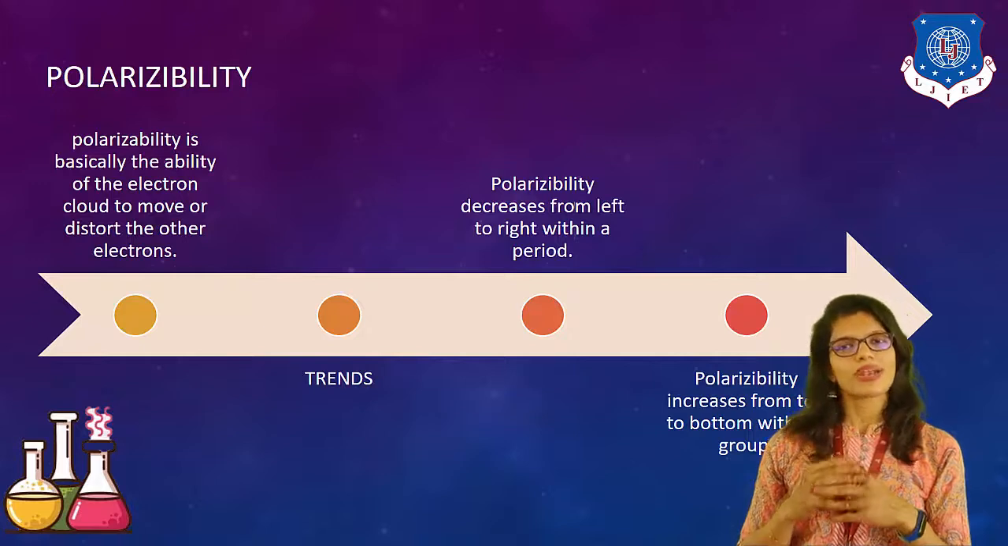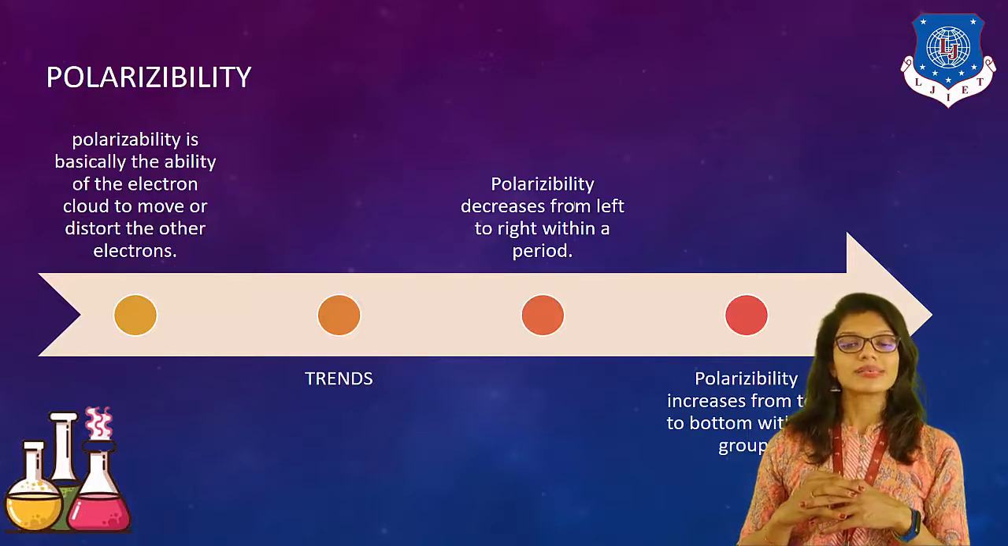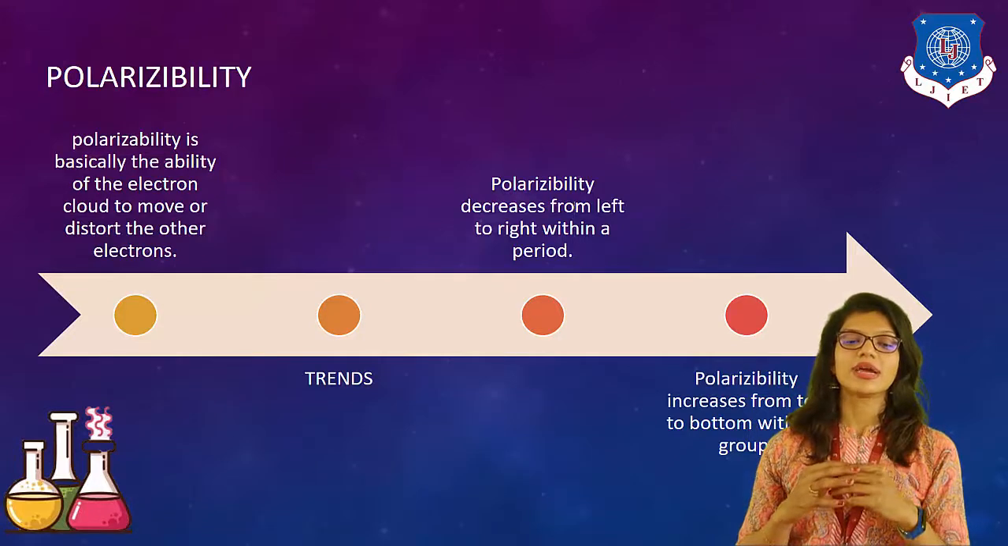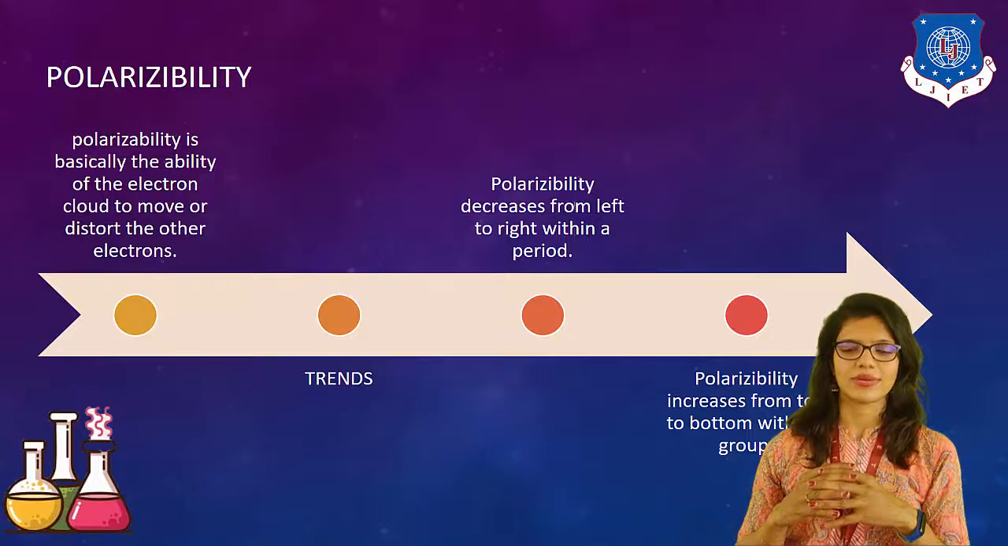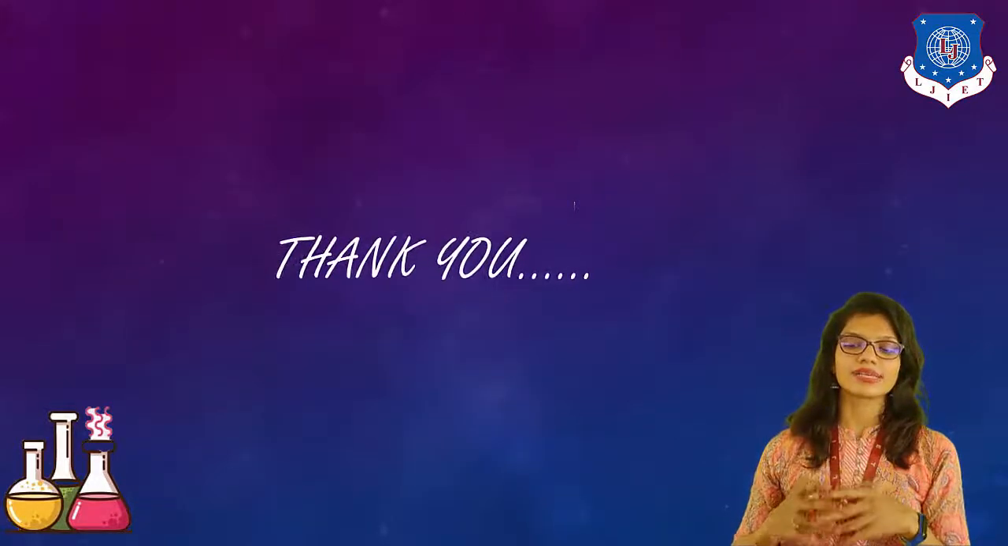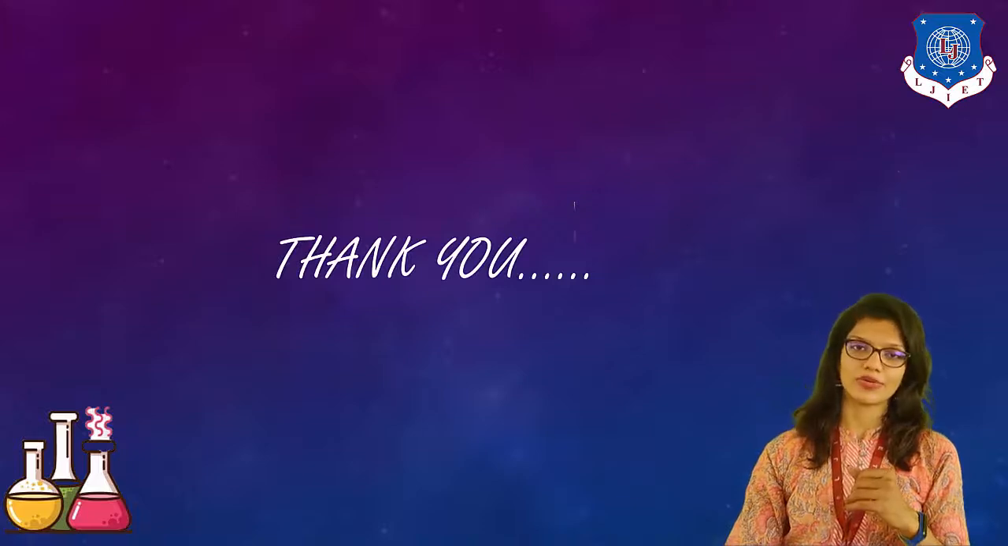Next is polarizability. Polarizability is basically the electron cloud's ability to move or distort other electrons. Generally, from left to right it decreases and from top to bottom it increases.